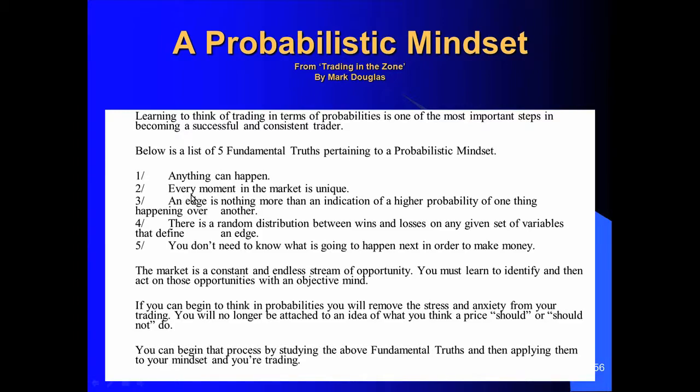Your edge is nothing more than having an indication of a higher probability event happening over another. That's what the patterns will give you. You have to remember, number 4, that there's a random distribution between wins and losses. We're always dealing in probabilities, never in certainty. And the best one is this last one: you really don't need to know what's going to happen next to make money. That's a simple thing, because you don't know what's going to happen next.